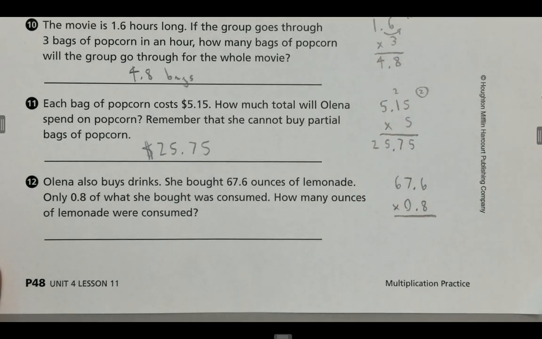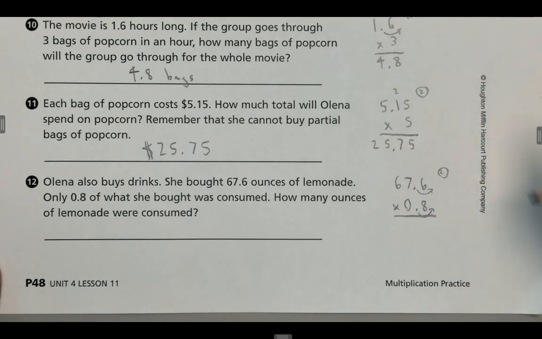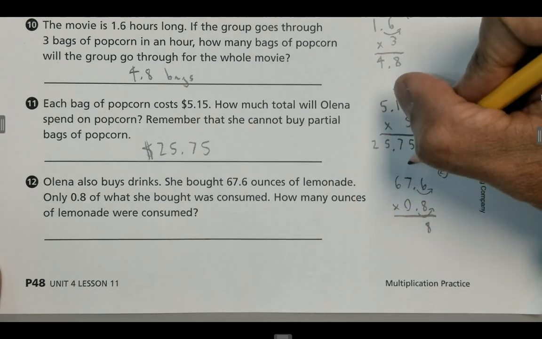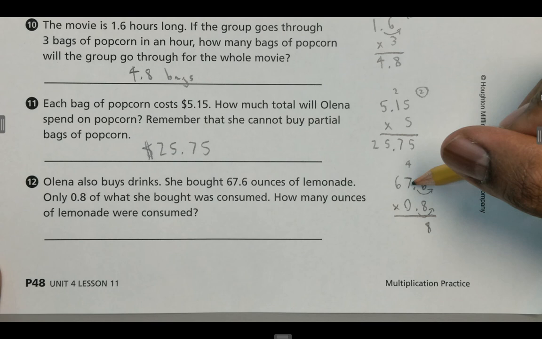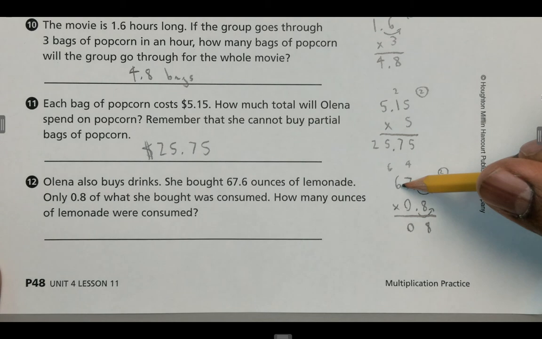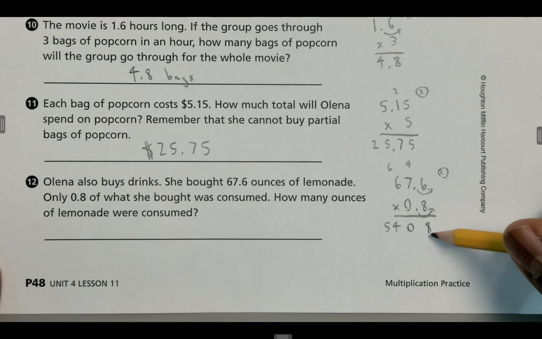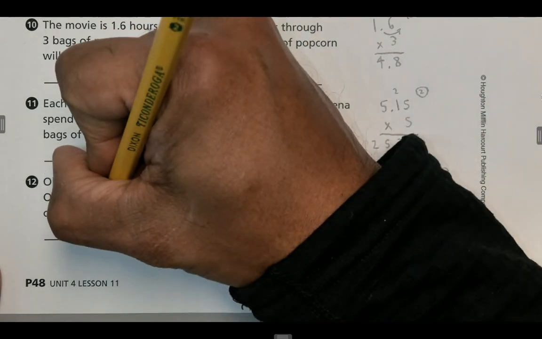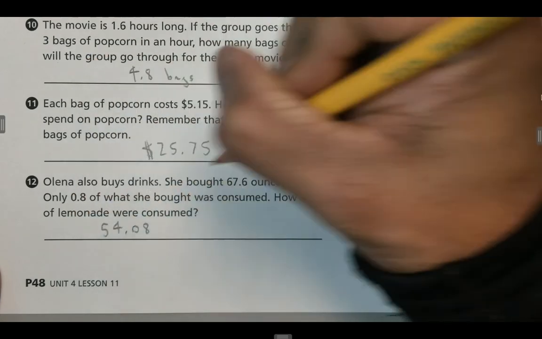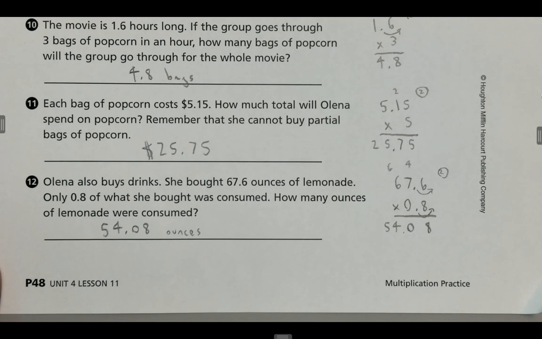How many pushes to clear the decimal point out? 2 pushes allows us to solve this as if it's 676 multiplied by 8. 8 times 6 is 48. 8 comes down, 4 gets carried. 8 times 7 is 56, plus 4 is 60. 0 comes down, 6 gets carried. 8 times 6 is 48, plus the 6 is 54. Come in 2 places. 54 and 8/100 ounces were consumed. Nice party.